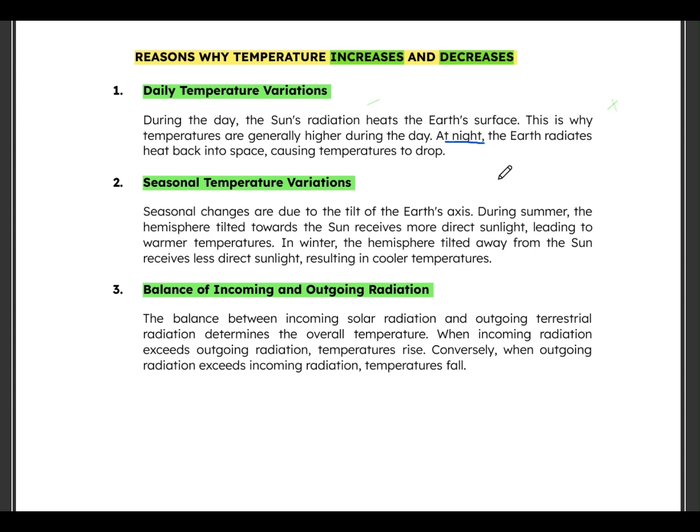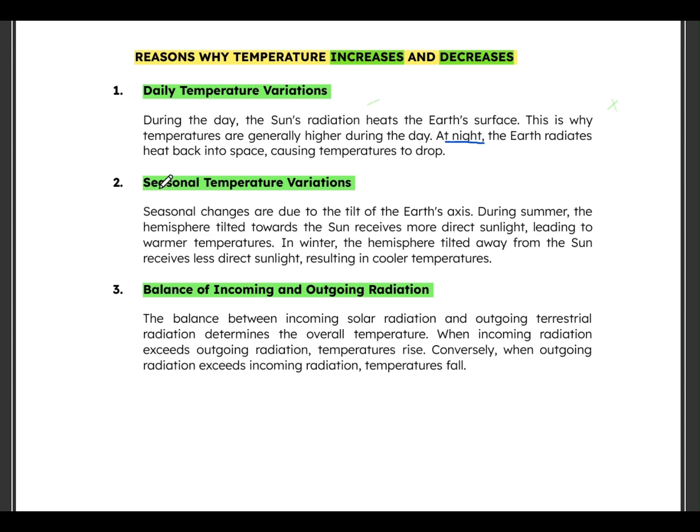Into space, right? It will go back into space, and as such, temperature drops. Think of it this way: during the day, if there's sun, the source of energy is going to be hot. Now, as the Earth rotates, of course, the sun will set and is no longer visible. In other words, there is no source anymore. What is it going to do? The temperature, or rather the energy that reached the Earth's surface, is going to go back. So daily temperature variation, those are reasons for why temperature increases and why temperature decreases.